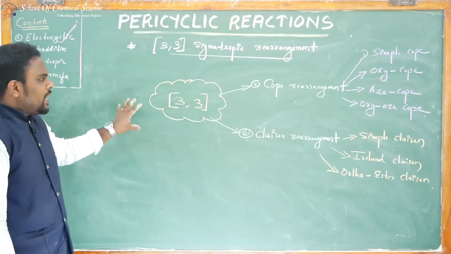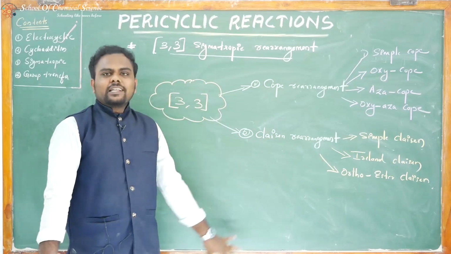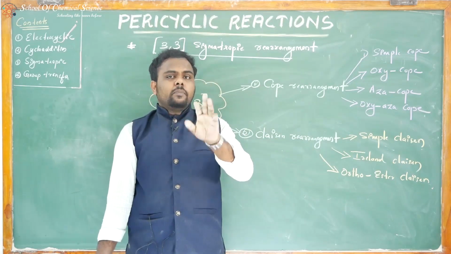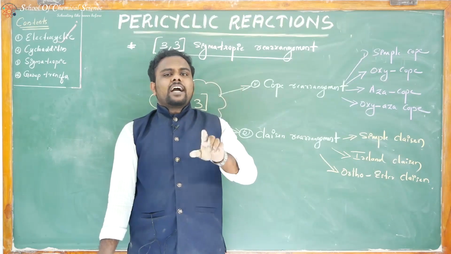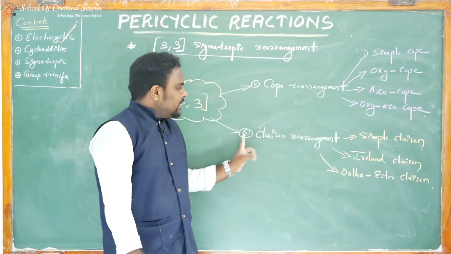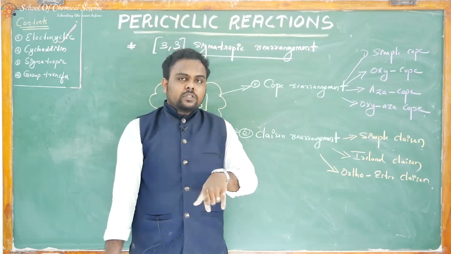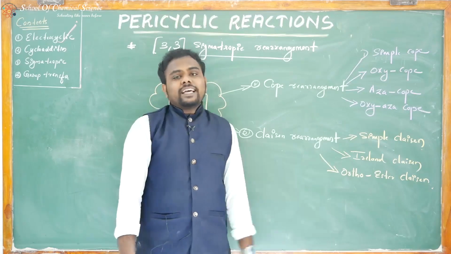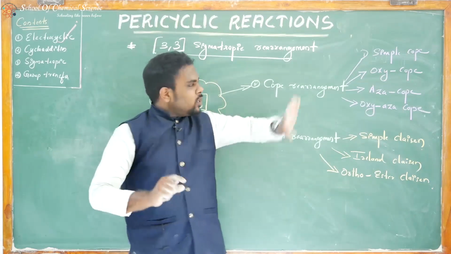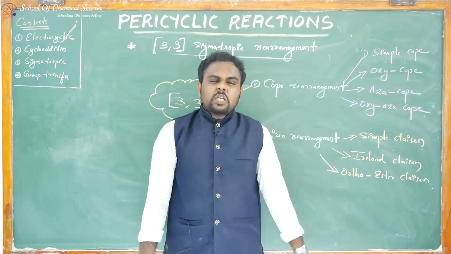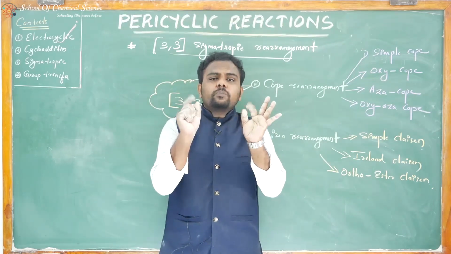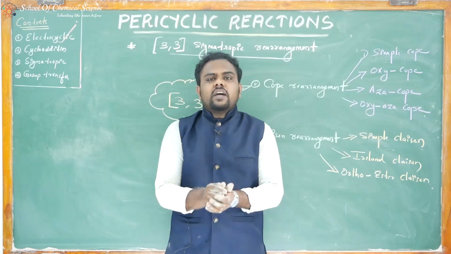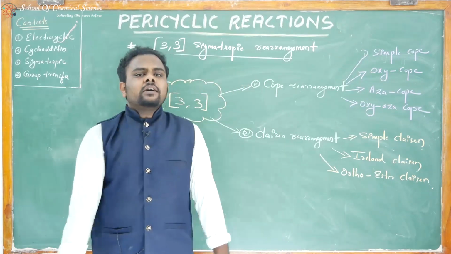So 3,3 sigmatropic rearrangement: Cope rearrangement and Claisen rearrangement. Cope rearrangement again has 4 types: simple Cope, oxy-Cope, aza-Cope, oxy-aza-Cope. Then Claisen rearrangement again has 3 types: simple Claisen, Ireland-Claisen, very important, and ortho-ester-Claisen. And the stereochemistry of all these reactions. Stereochemistry is the major core part in this Cope rearrangement. The stereochemistry of all these reactions we will discuss in the next lecture.